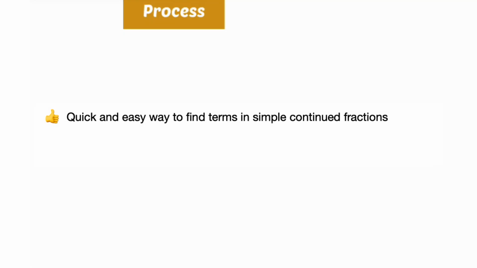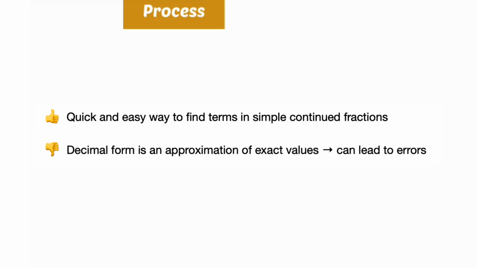about using decimal form. The good thing is it gives us a quick and easy way to get some terms of a simple continued fraction. The bad thing, though, is we have limited precision in decimal form, so we're always dealing with approximations. As a result, you can get errors if you aren't careful. Okay, let's discuss the process.